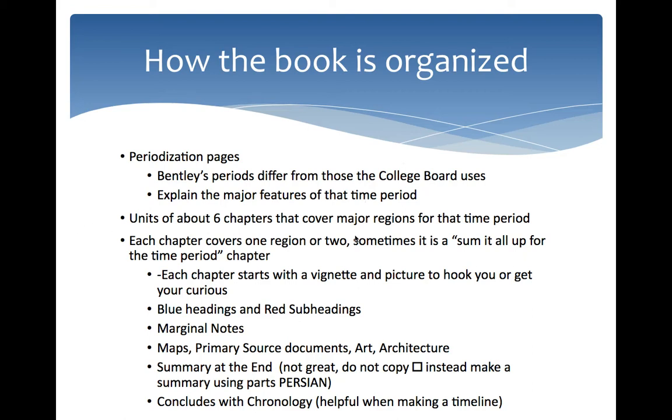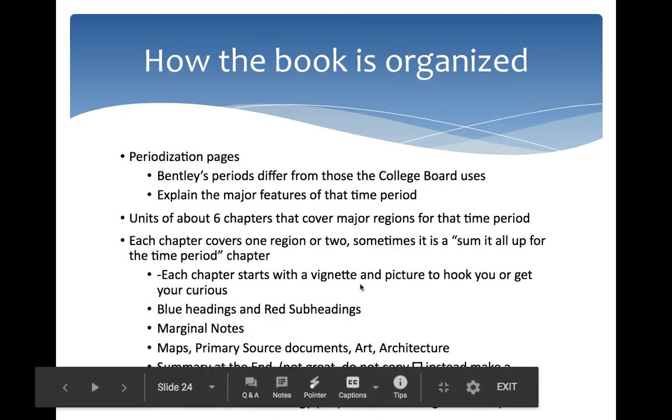Then there's units of about 6 chapters that cover the major regions for the time period. Each chapter covers 1 region or 2. Sometimes it's a chapter that has all of the different regions that we've talked about. As I said, it starts with a vignette and a picture to hook you. Then there are blue headings, which are major headings, and then red subheadings. It kind of depends on the version of the notes. Marginal notes, different graphics like maps. Sometimes there's primary source documents, there's pictures of art and architecture.